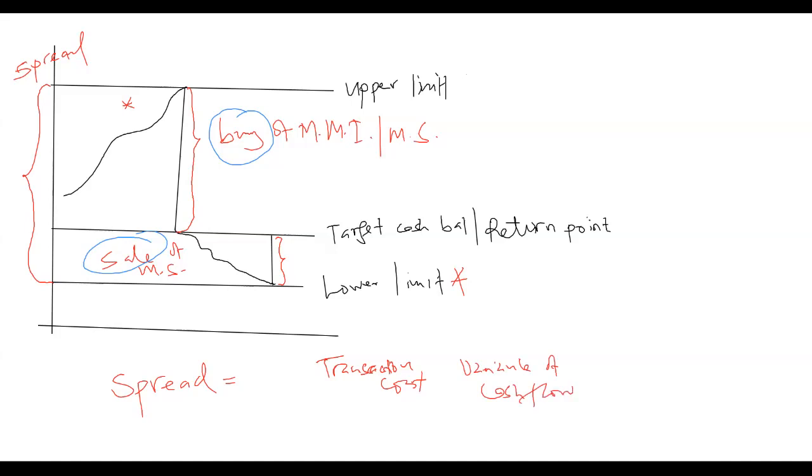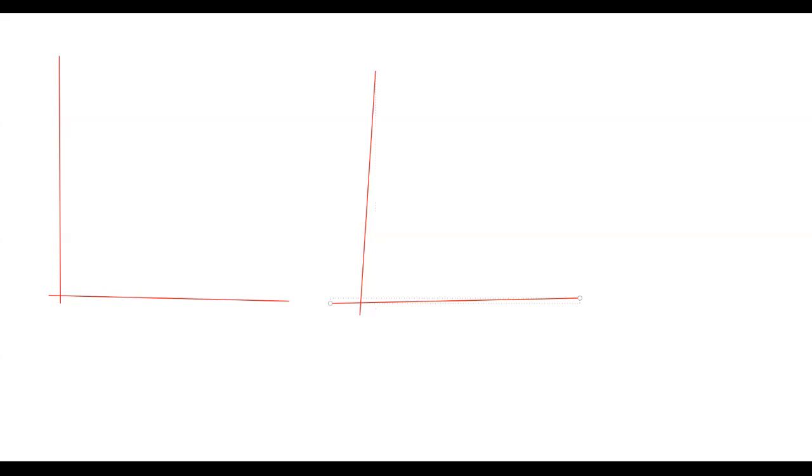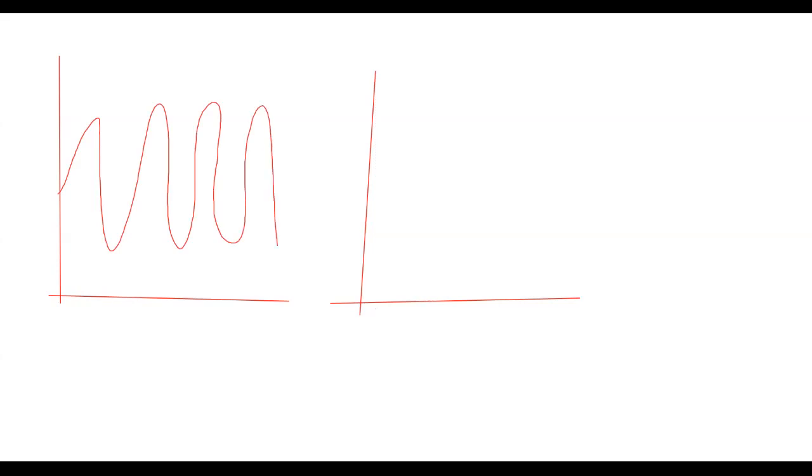Let me do a graph to drive the point home. Assume that we have two cases here. This is cash balance across time. You have another case here, and this is how the cash balance looks; it moves up and down. So this is scenario A, and here is scenario B.